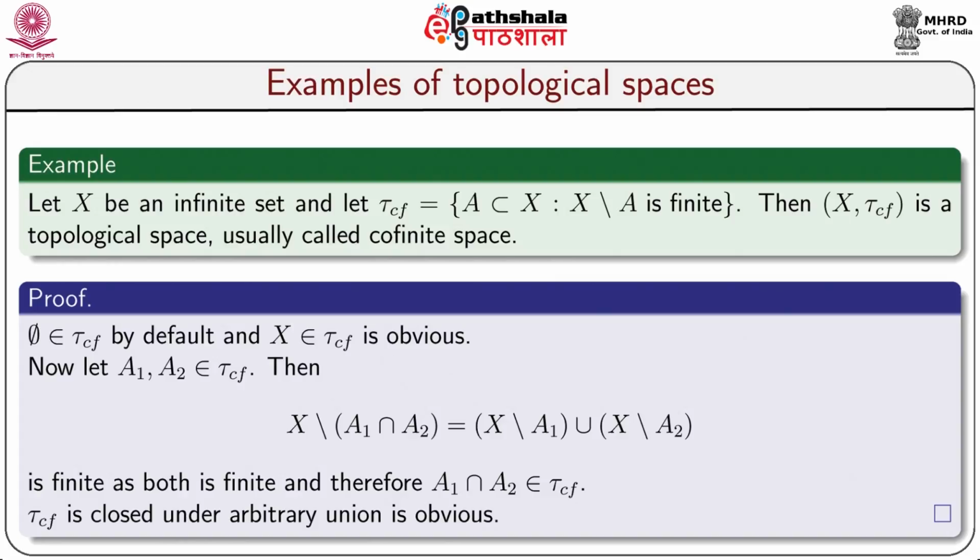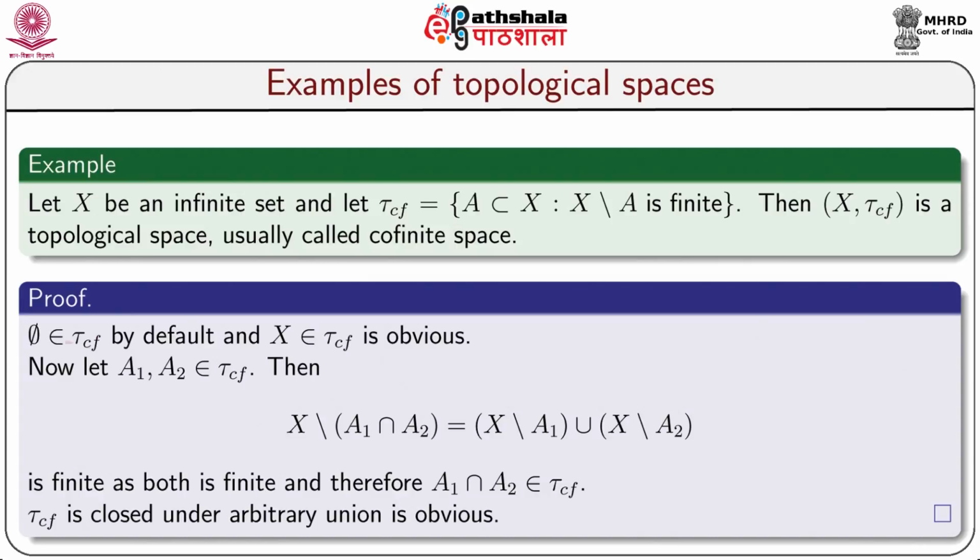Let us consider some more important topological spaces. This is called the cofinite topological space. So, how is this topological space defined? Let us consider an infinite set X, and let us consider tau_cf as the collection of all those subsets of X whose complement is finite. Then we can prove that tau_cf is a topology on X, and X with tau_cf is called the cofinite topological space. The proof is very easy.